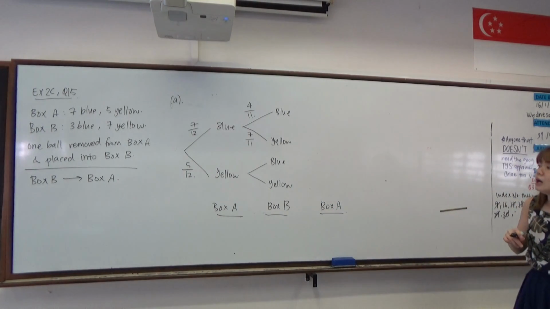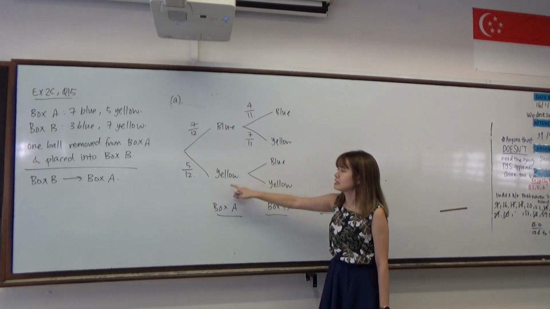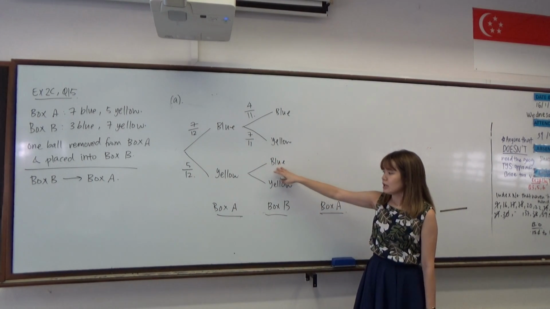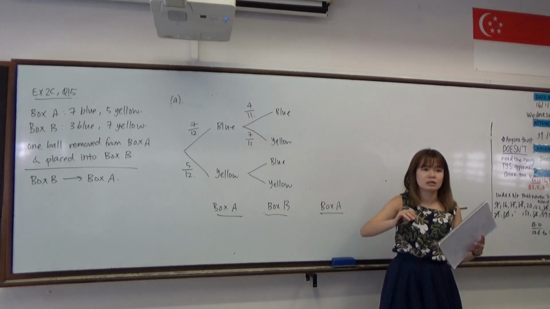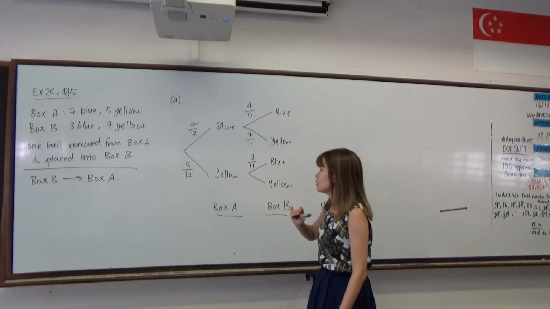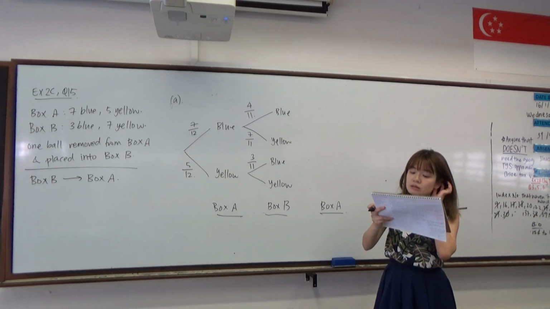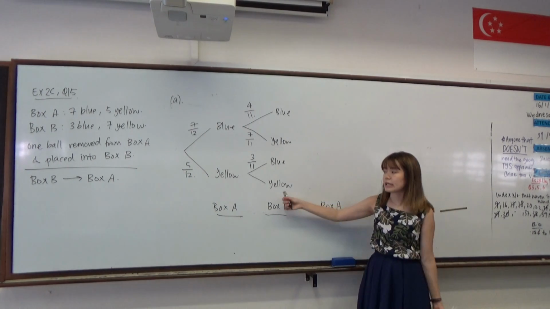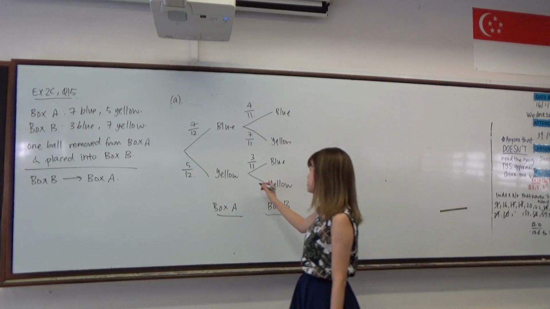Then what would the probability be for after taking out a yellow ball from box A and then putting it into box B? What's the probability of taking a blue one? It will be 3 over 11. Then for yellow, what's the probability for taking out a yellow ball from box B? 8 over 11, right?